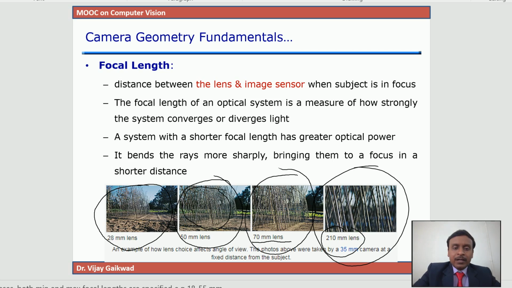So if the focal length is increased, you get a very amplified view, while if the focal length is very small, you get a holistic view, and that's why it is said that a system with a shorter focal length has a great optical power.